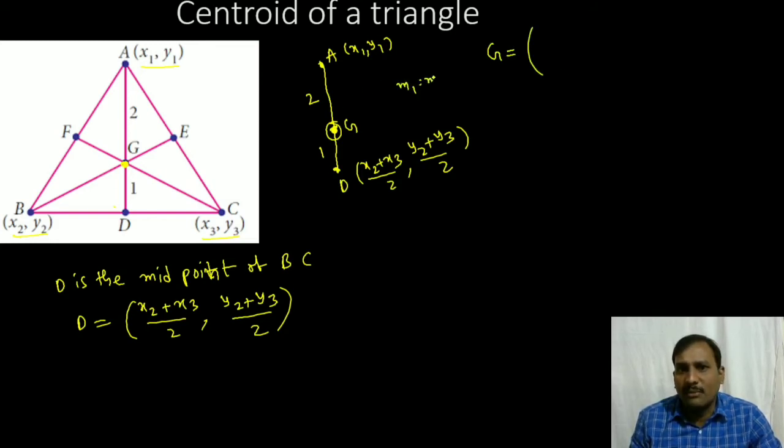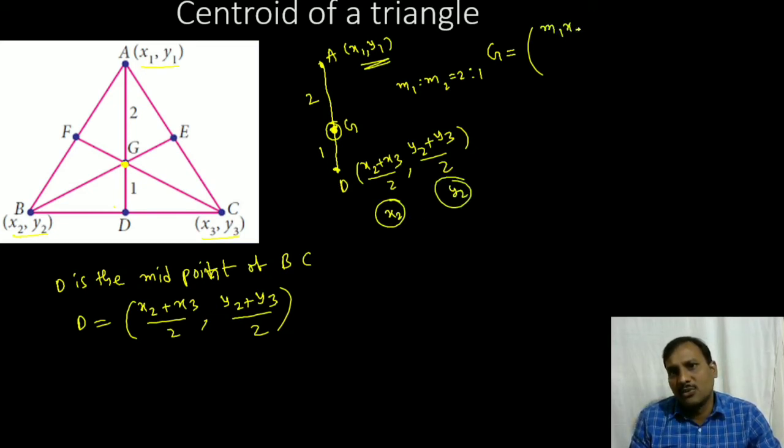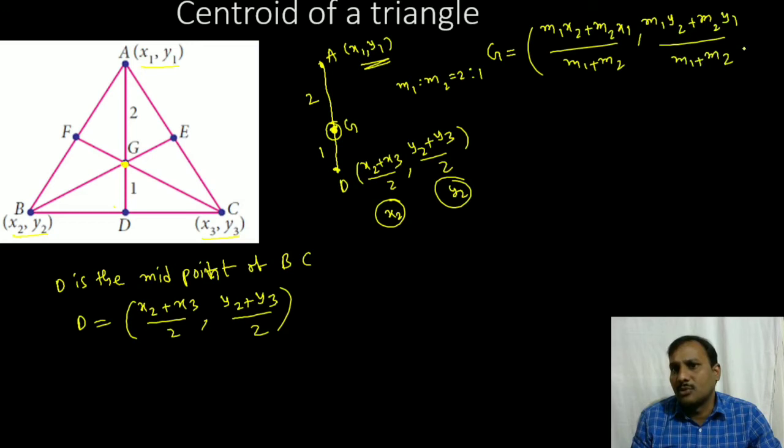M1 is to M2 is 2:1. So this is x1, y1 and this is x2 and this is y2. Let us substitute in the formula: (m1x2 plus m2x1) by (m1 plus m2), comma, (m1y2 plus m2y1) by (m1 plus m2).